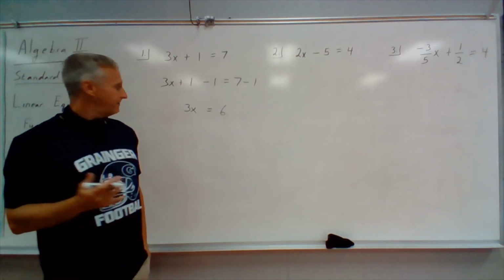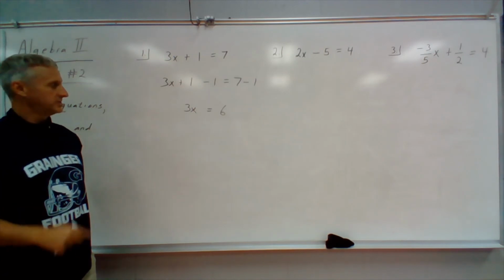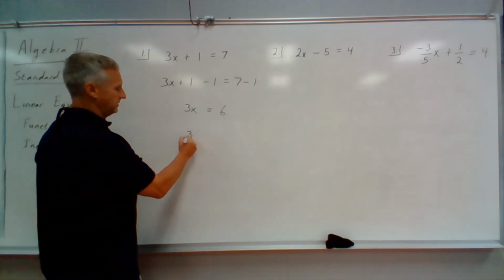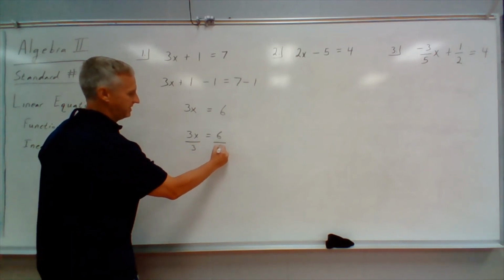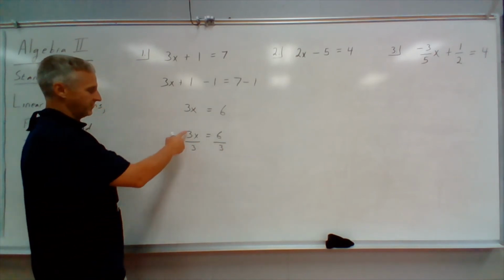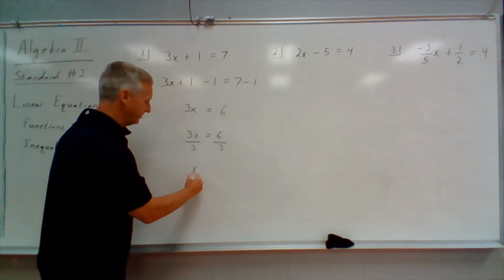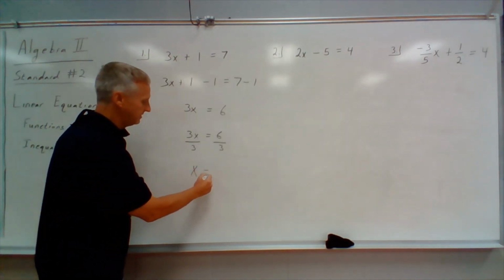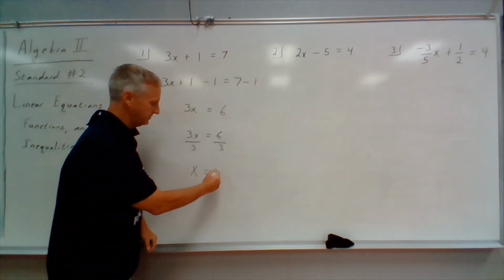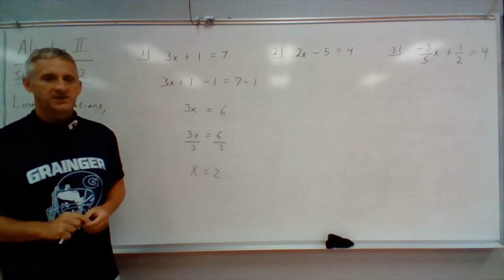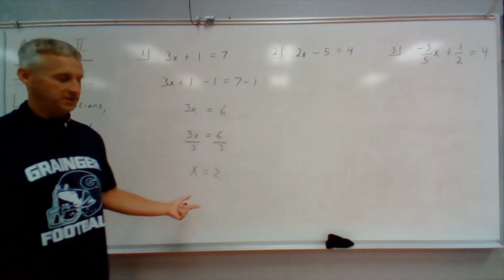Okay. Now to get rid of the 3 and isolate the x, I want to divide both sides by 3. So I have 3x equals 6. I'm going to divide this side by 3, and I'm going to divide this side by 3. 3 divided by 3 is 1. So I'm left with 1x, or just x equals 6 over 3, and we can reduce that and get 2. Okay, so we're saying that the value of x that makes this statement true is 2.